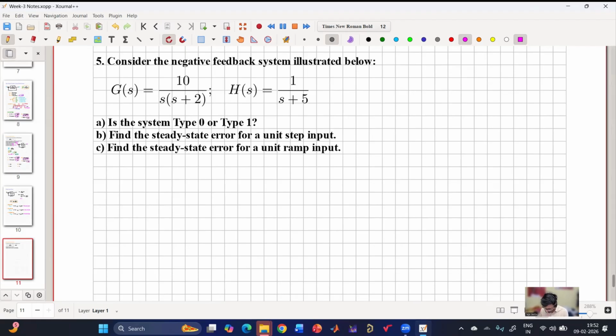Type 1, sir. Type 1, right? Because it has 1, 0. So that's why it is type 1.